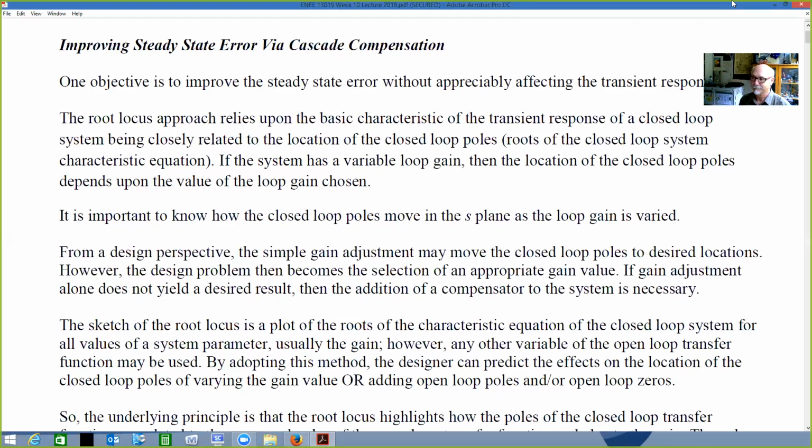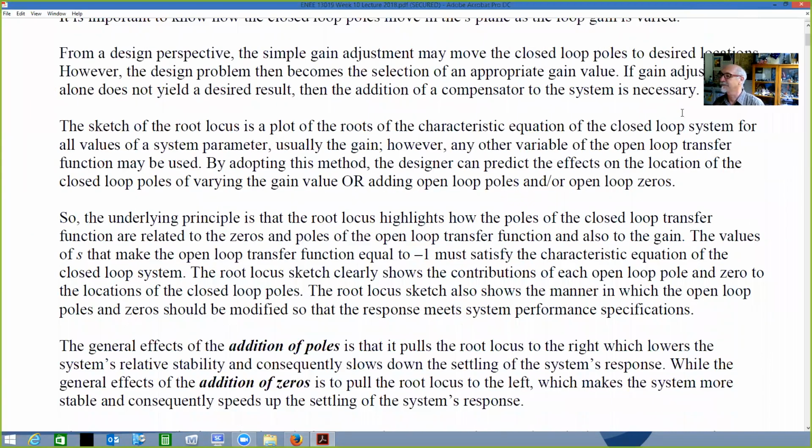If the gain adjustment alone does not yield a desired result, then the addition of a compensator to the system will be necessary. So the sketch of the root locus is a plot of the roots of the characteristic equation of the closed loop system for all values of a system parameter, usually the gain. However, any other variable of the open loop transfer function may be used. We're going to concentrate on gain. By adopting this method, the designer can predict the effects on the location of the closed loop poles of varying the gain value or adding open loop poles or indeed open loop zeros.